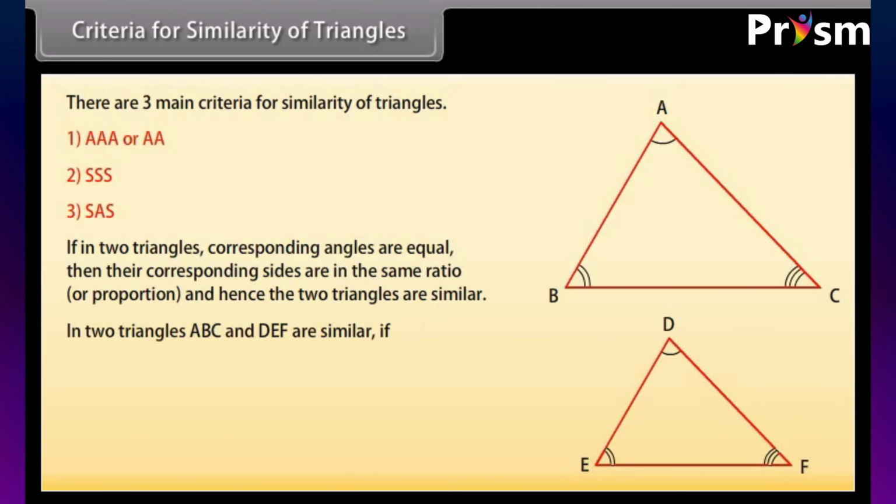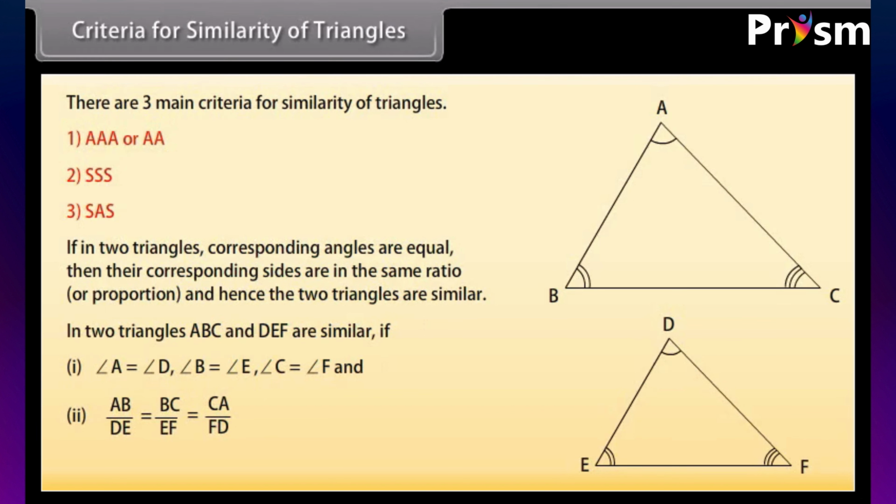Two triangles ABC and DEF are similar if 1. Angle A is equal to angle D, angle B is equal to angle E, angle C is equal to angle F, and 2. AB upon DE equals BC upon EF, which equals CA upon FD. In such a case, we write triangle ABC is similar to triangle DEF.